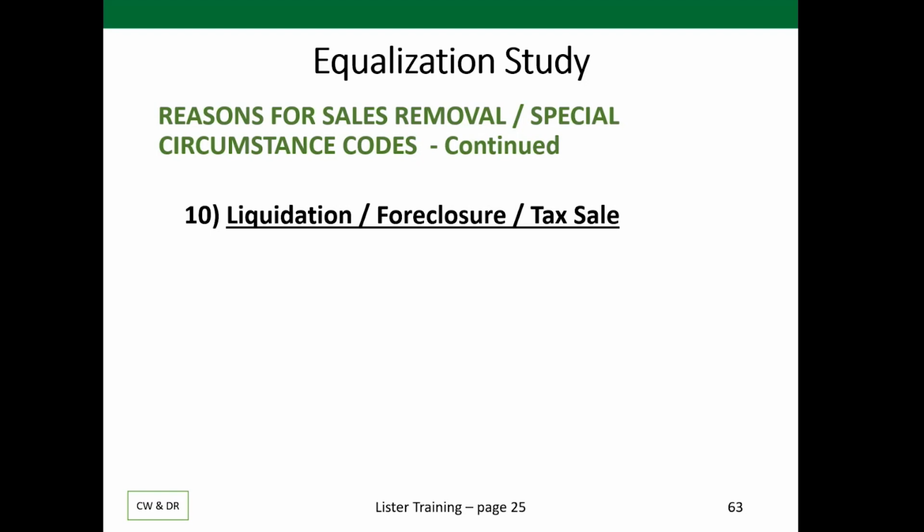So for liquidation, foreclosure, tax sale, essentially what we're looking for here is, was there duress at the time of sale? Was there a reason that the property was selling or that they needed to offload the property? So, a spouse passed away and the remaining spouse needed to move into an assisted living facility or could no longer afford the property. Those are reasons of liquidation or duress. Anything else here, Christy? Nope. Okay.